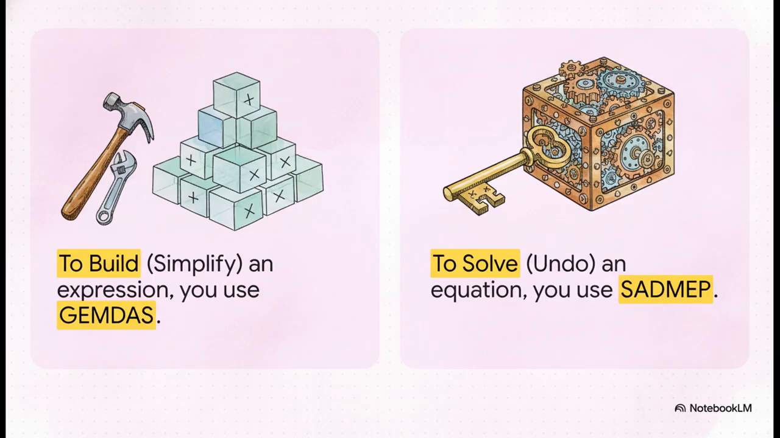But solving an equation, that's like taking something apart. It's deconstruction, and for that, we have to flip the script. That's where SADMAP comes in. Notice how it's GEMDAS completely backward? We start by undoing subtraction and addition first. Then we tackle division and multiplication. We're literally reversing the order.